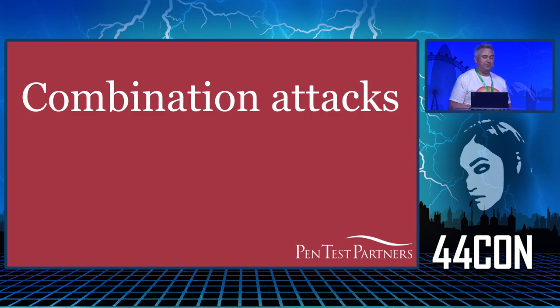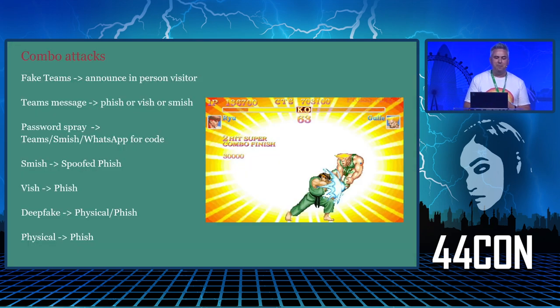Combination attacks, of course, are so valuable as well. So, you know, we can combine lots of different things. I've sort of mentioned a few of them already, but using a fake instance of Teams, we can announce a physical visitor. So we can say, hey, look, it's Dave from Deloitte. We've got one of our guys arriving. If you can find out who the receptionist is, can you get him set up with a pass? And that already sets that pretext in motion.